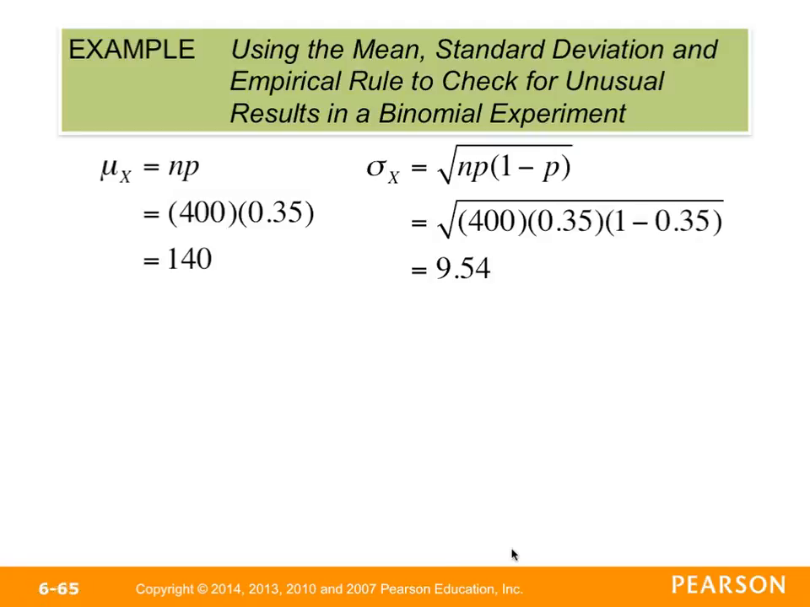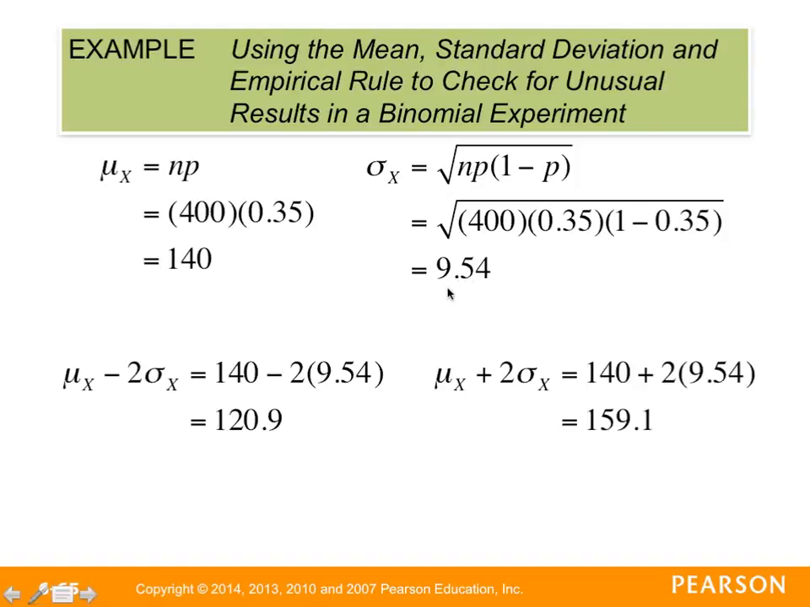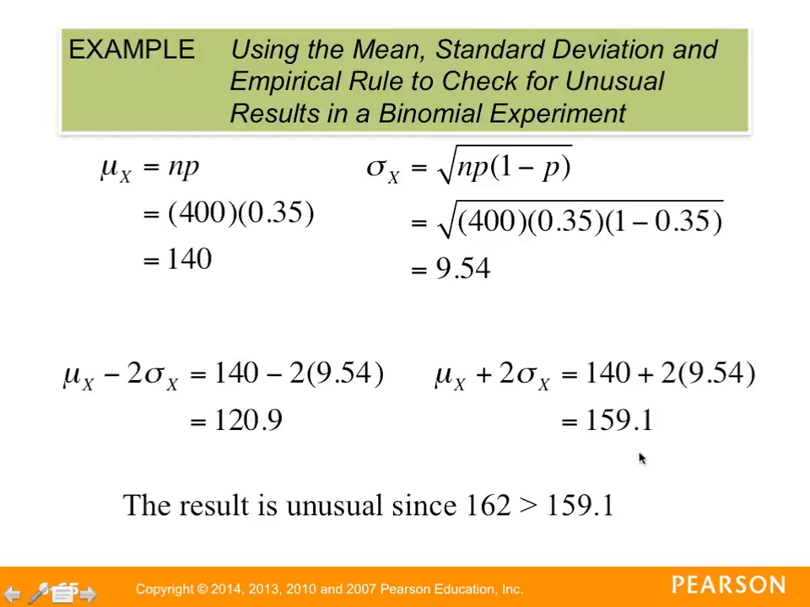Now we need to figure out our lower bound. We take our mean and subtract 2 times our standard deviation. So we take our 140, that's our mean, and subtract 2 times our 9.54, and then we do the same thing with addition, our mean plus 2 times our standard deviation. What we end up with is an interval from 120.9 to 159.1. The result that they got from that experiment is indeed unusual because 162 is larger than 159.1. So that would be considered an unusual observation.